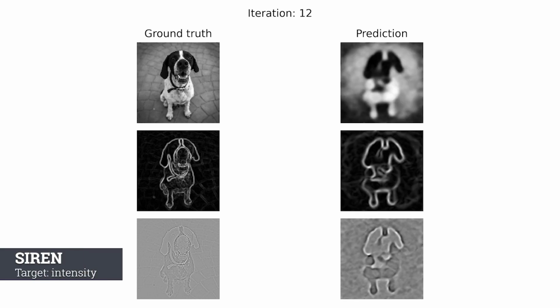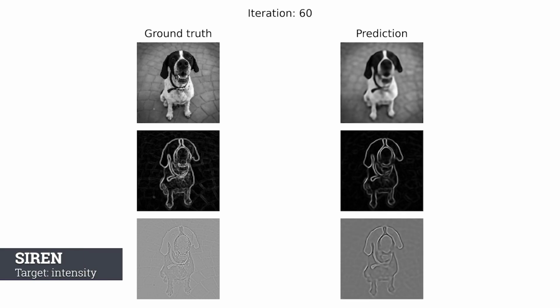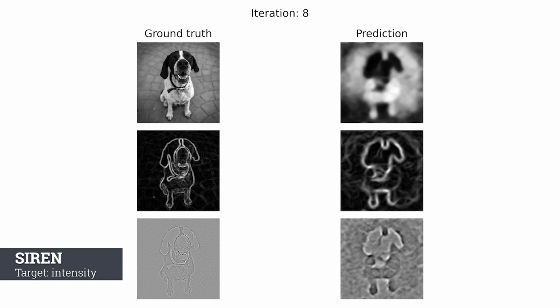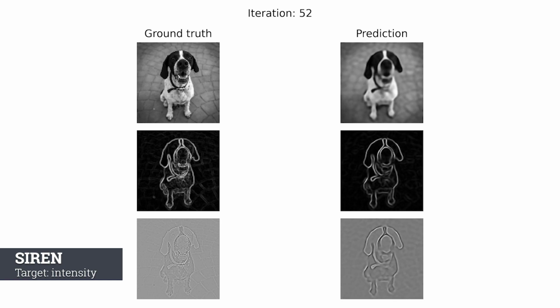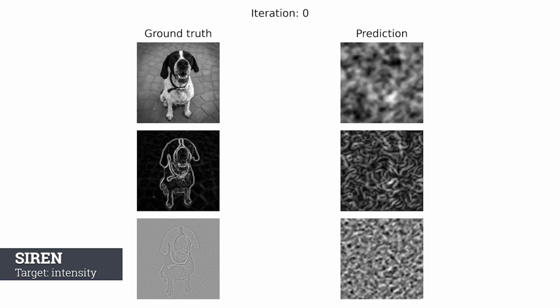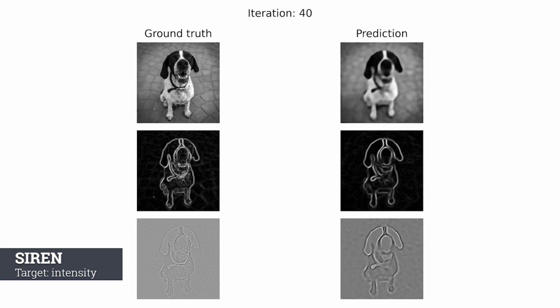All right, I'm going to show you a series of different results. The ground truth will always be in the left column and the predictions will be in the right column. The first row represents the intensity image, which is just the actual image. The second row represents the gradient norm, and finally, the last row represents the Laplace operator. Note that I did not really look for optimal hyperparameters. I just took the training script and ran it for a couple of iterations, so please take that into account.